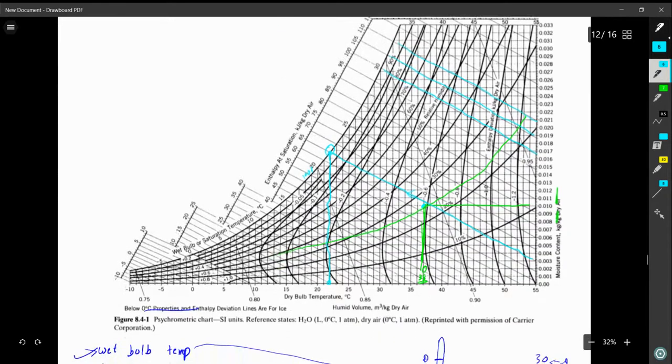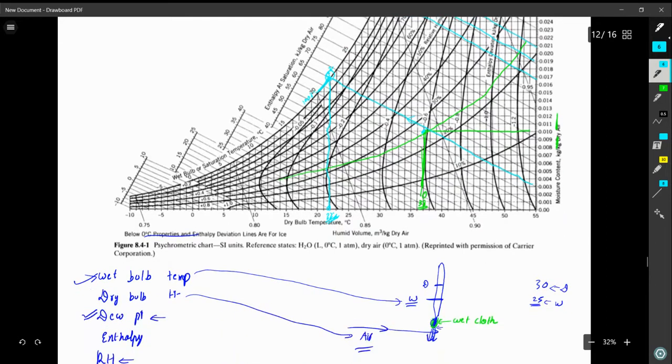And the water temperature, this is 22 degrees Celsius. So 22 degrees Celsius is the wet bulb temperature. It can also be read from here. This is 20, this is 25, so this is 22. Okay, so we saw how to find out the wet bulb temperature, and we saw how to find out the dry bulb temperature.